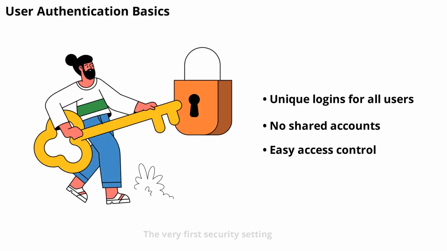The very first security setting to enable is strong user authentication. This means every agent or administrator accessing your customer support software must have a unique login. Avoid shared accounts, as they make it impossible to track who did what. Instead, require each user to create their own credentials. This not only improves accountability, but also allows you to quickly revoke access if someone leaves the team. Let's look at how to set up user authentication effectively.